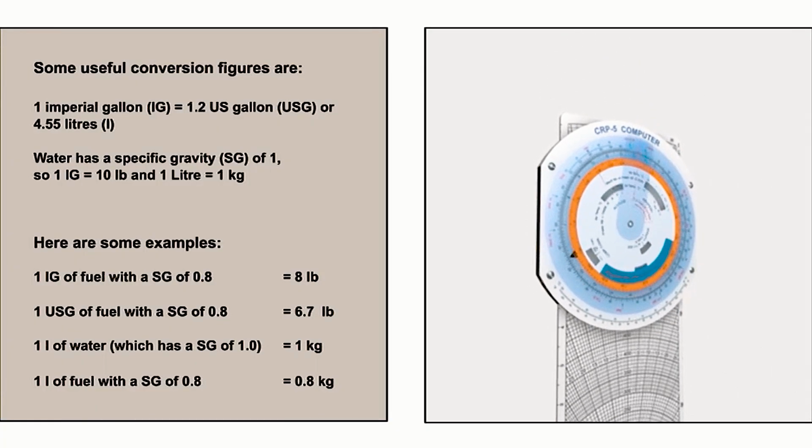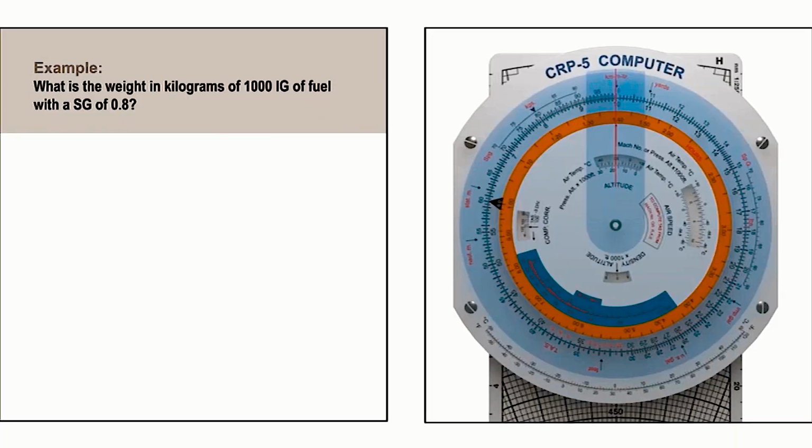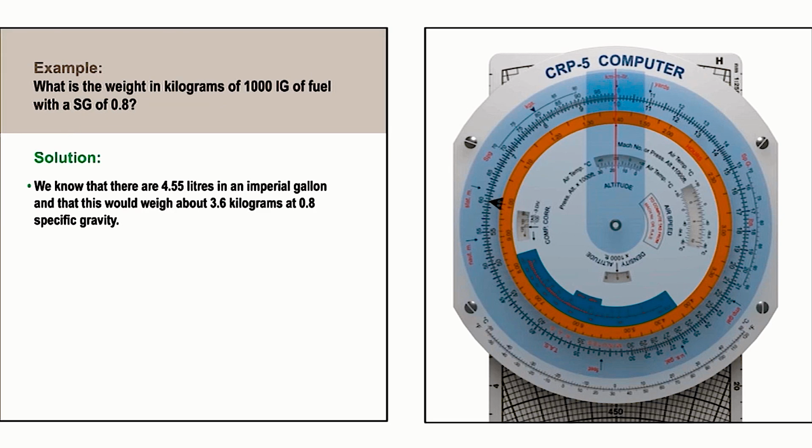1 litre of water weighs 1 kilogram, but a litre of fuel with a specific gravity of 0.8 weighs only 0.8 of a kilogram. In our first example in this section, we need to find the weight in kilograms of 1,000 imperial gallons of fuel with a specific gravity of 0.8. Looking first at the magnitude of the answer we are expecting, we know that there are 4.55 litres in an imperial gallon, and that this would weigh about 3.6 kilograms at 0.8 specific gravity. So, we are looking for an answer in the region of 3,600.